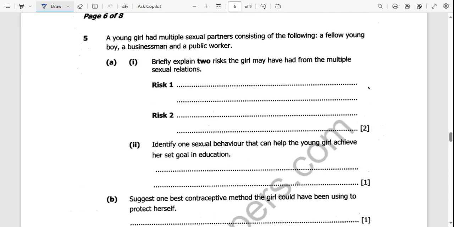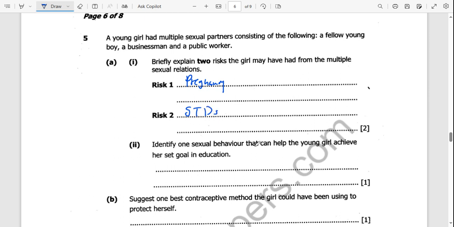A young girl had multiple sexual partners consisting of the following: a fellow young boy, a businessman, and a public worker. Briefly explain two risks the girl may have had from the multiple sexual relations. One risk is pregnancy, but another risk is going to be getting STIs or STDs, sexually transmitted diseases.